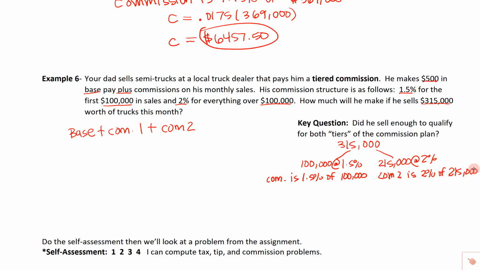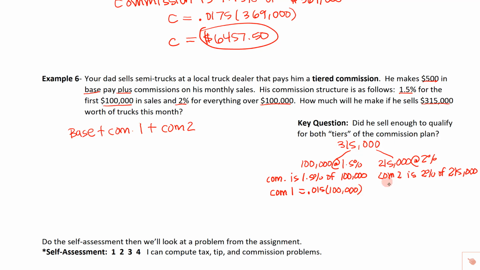All right, so now we've got our sentence written. Now we're going to change it into an equation. So commission 1 is equal to, remember we want our percent in decimal form, so I'm going to move my decimal 2 to the left. So it ends up being 0.015 of our 100,000.